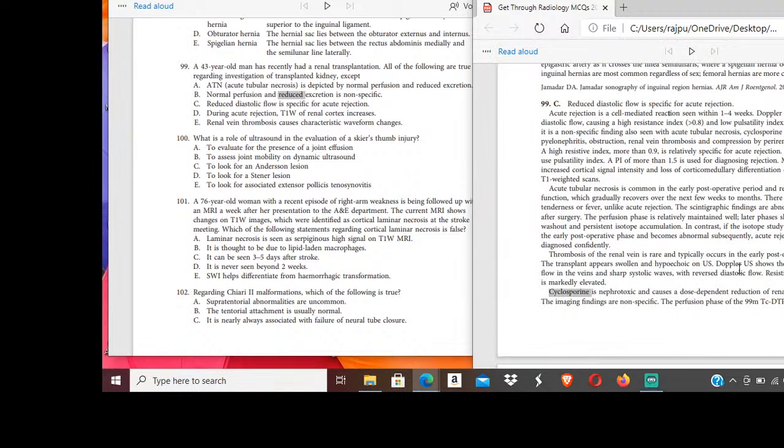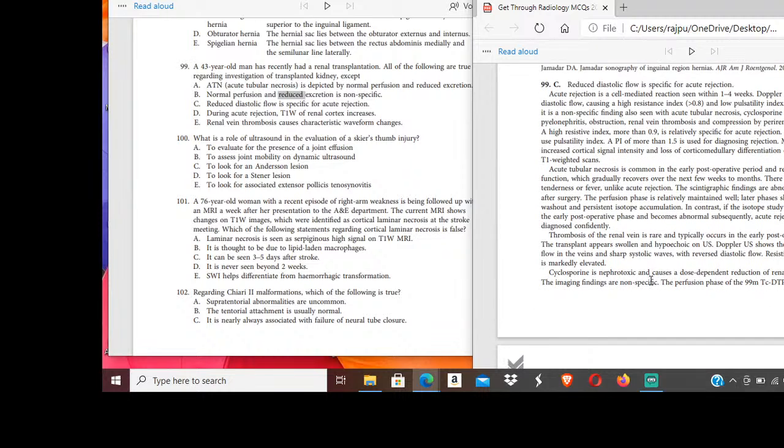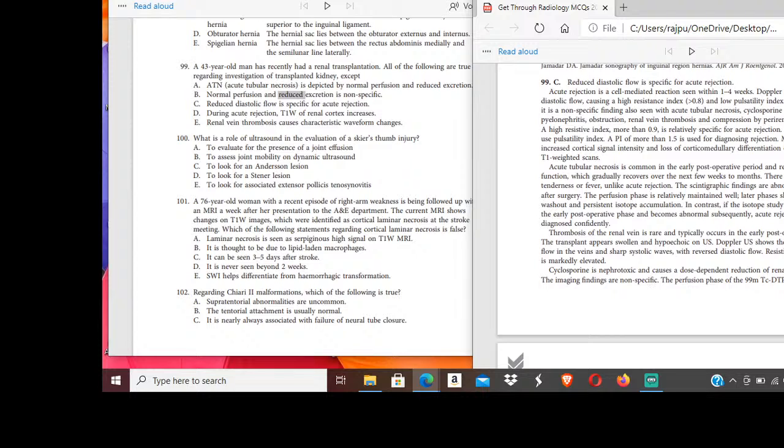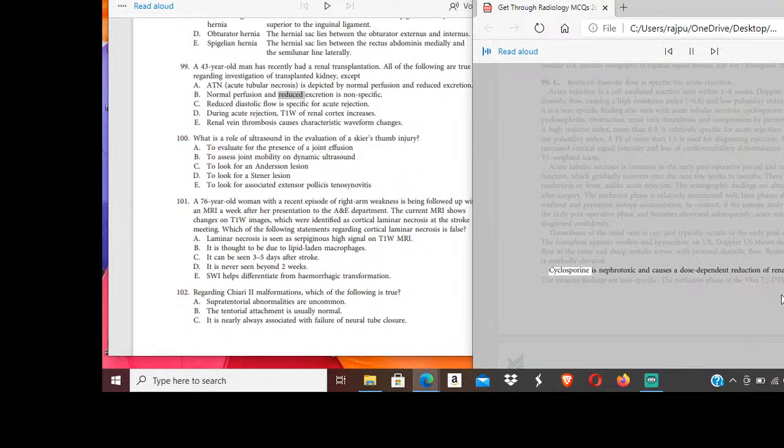Cyclosporin is nephrotoxic and causes a dose-dependent reduction of renal function. The imaging findings are nonspecific. The perfusion phase of the 99mTc-DTPA study is normal.